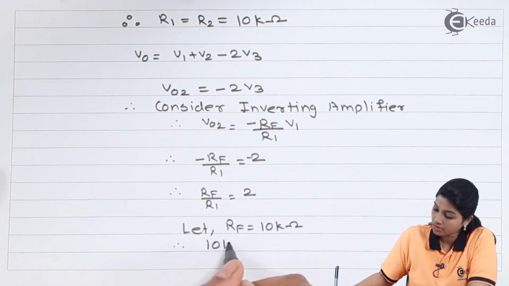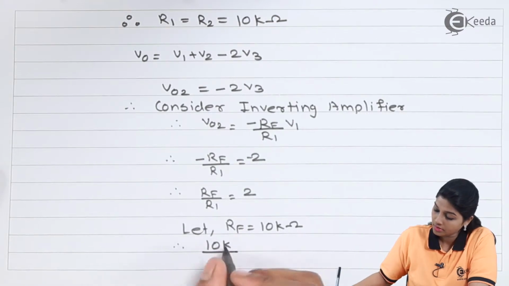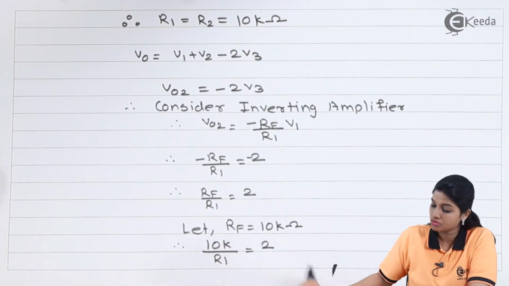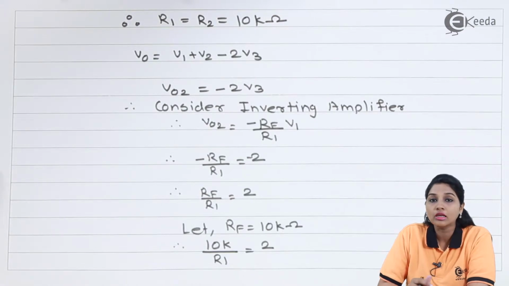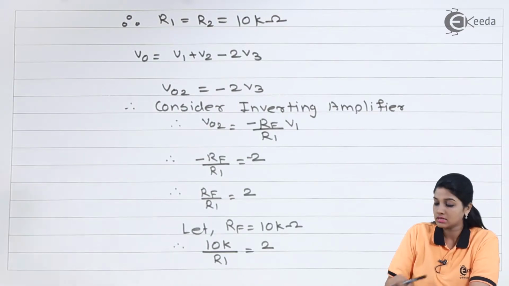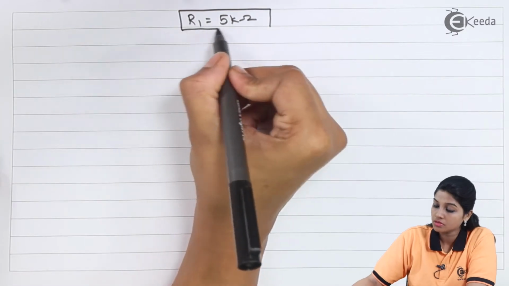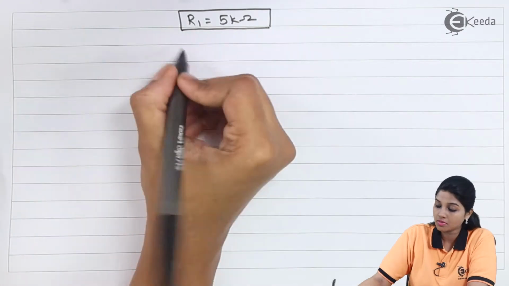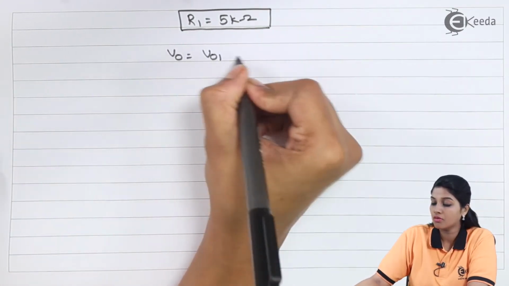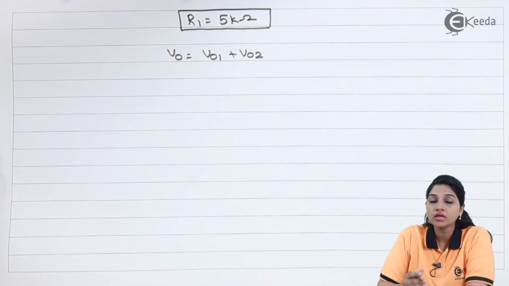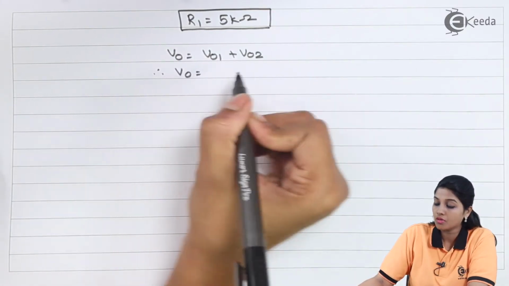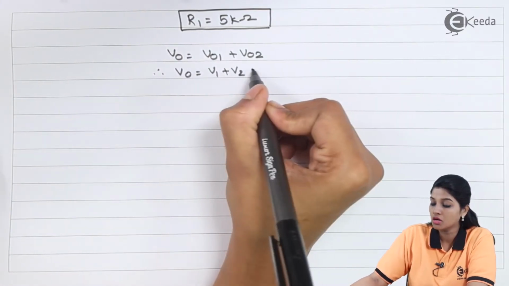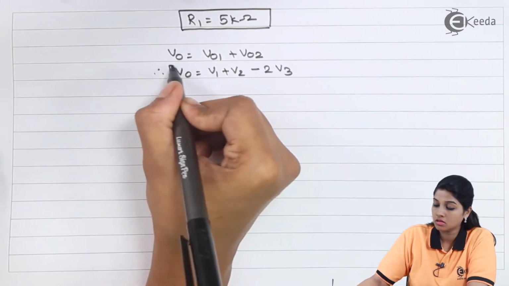Therefore 10k divided by R1 is equal to 2. So here we get the value of R1 for the inverting amplifier as 5 kilo ohms. Now if we combine the two outputs, that means VO is equal to VO1 plus VO2. VO1 is the output obtained from the adder circuit and VO2 is the output obtained from the inverting amplifier. So we will get VO as V1 plus V2 minus 2V3.